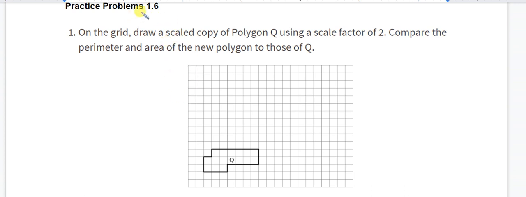Guys, we're jumping into practice problems for 1.6. This is problem number 1. We're starting to discuss area now, and we're going to do a drawing of this figure with a factor of 2. So that means all of the side lengths are going to double. This 6 length side is going to become 12. This 2 length side is going to become 4. And this 4 length side is going to become 8. And that's going to become a 6.